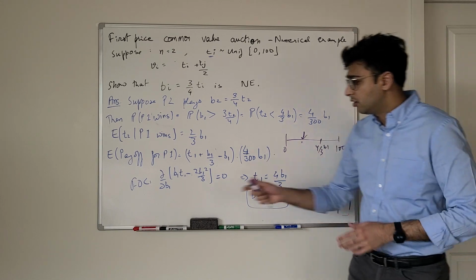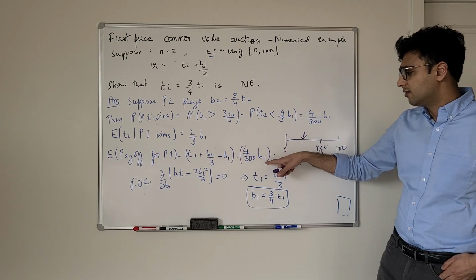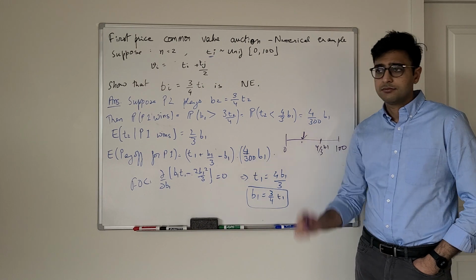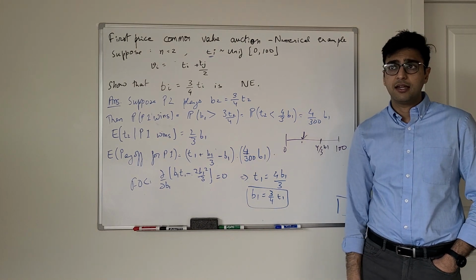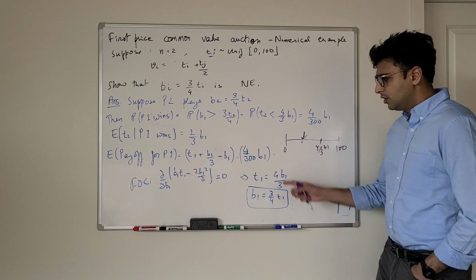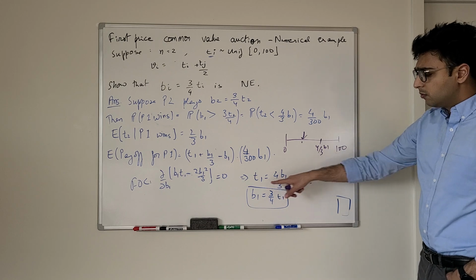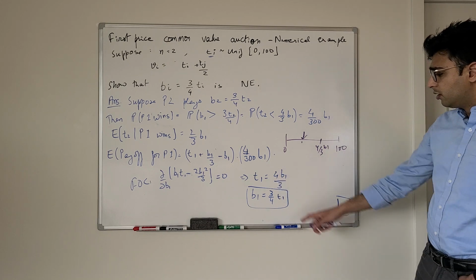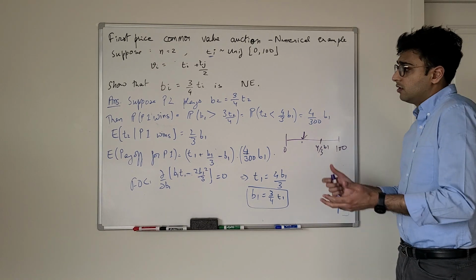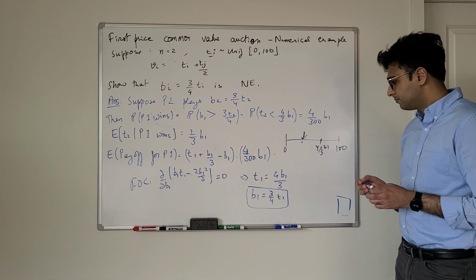The first order condition just maximizes this, so I've just multiplied inside this parenthesis, this bracket, by B1. I'm ignoring the 4 divided by 300 because that's just a positive number and I can ignore it when I'm maximizing this function. You can put that in there, but it will give you the same first order condition. So then I get T1 equals 4 by 3 B1, or B1 equals 3 by 4 T1, and it's proved. We can therefore claim that Bi equals 3 by 4 Ti is a Nash equilibrium.